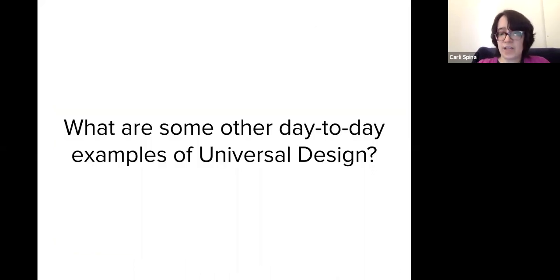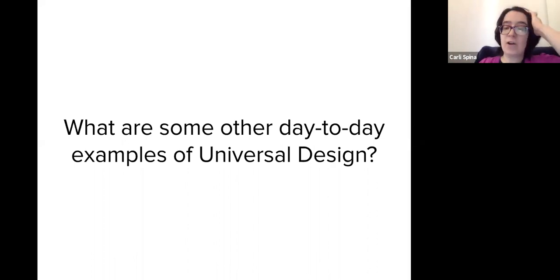So what are some other day-to-day examples of universal design that you can think of? You can feel free to put some in the chat if you would like, but I'm sure there are probably things that you see every day that are great examples of universal design, because a lot of places are starting to think more in this direction.